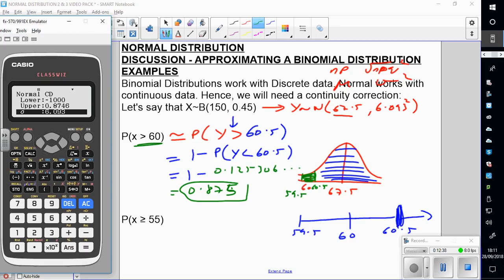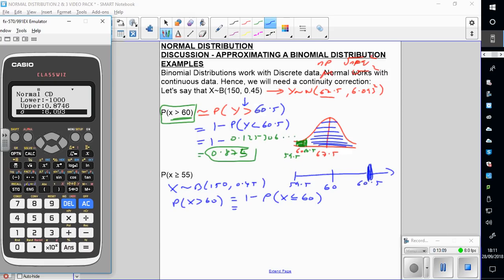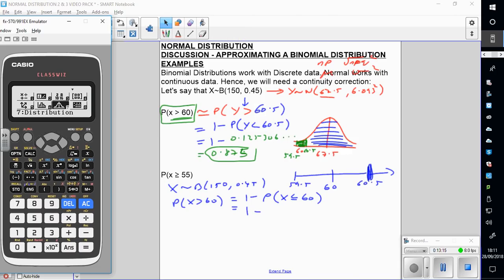Now, because I'm curious, and I'm sure you are too, chomping at the bit, wanting to know, well, how far out is that? Because our calculators can actually do the binomial, why don't we check? So, going back to our x is binomially 150, 0.45, if I want to find the probability of x greater than 60, that is the same as 1 minus the probability of x less than or equal to 60, if you remember, right? Because we're dealing in whole numbers now, okay? So 1 minus, let's go to our binomial distribution. So that's 7. We go down, binomial CD.